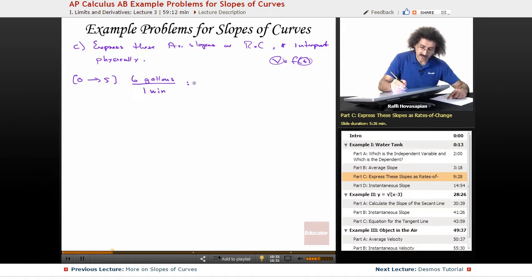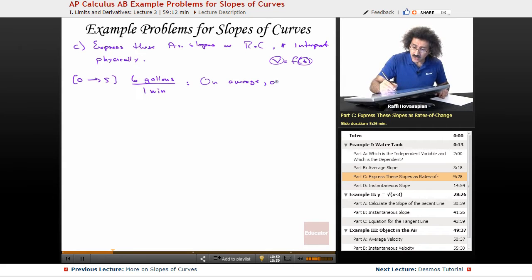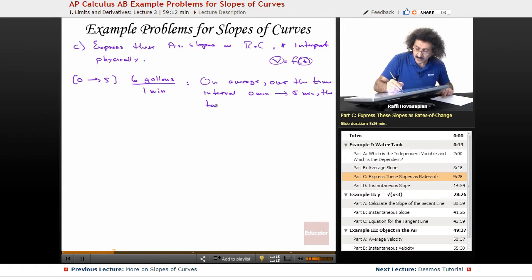So what this says is, on average, because we calculated an average slope, on average, over the time interval 0 minutes to 5 minutes, the tank is being filled 6 gallons for every 1 minute that passes.